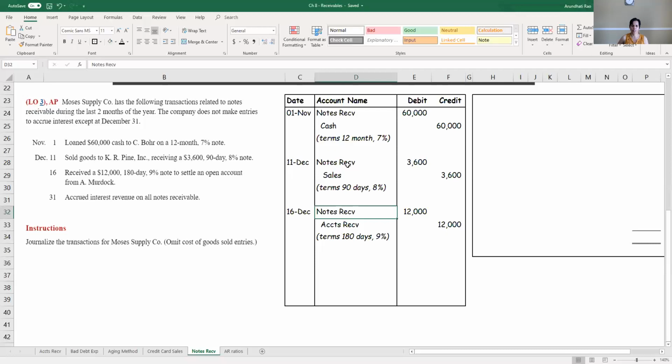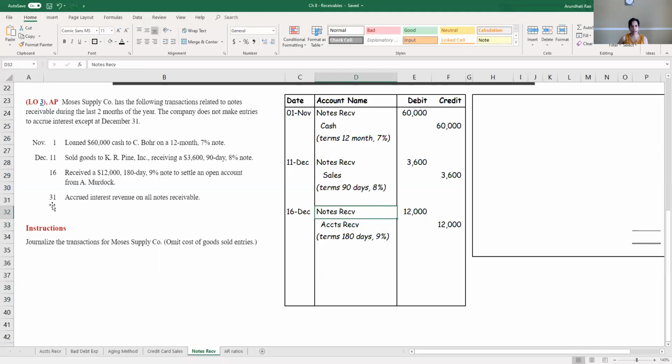What's different in each of these cases? In the first case, I gave cash to someone and they have to return the money. In the second case, I sold goods to the company and they have to pay me the money later on in 90 days. In the third case, this is for a past transaction. The customer is saying they want an extension. So I'm replacing the accounts receivable with a notes receivable. So we have 3 different ways in which we have notes receivable created in our books.